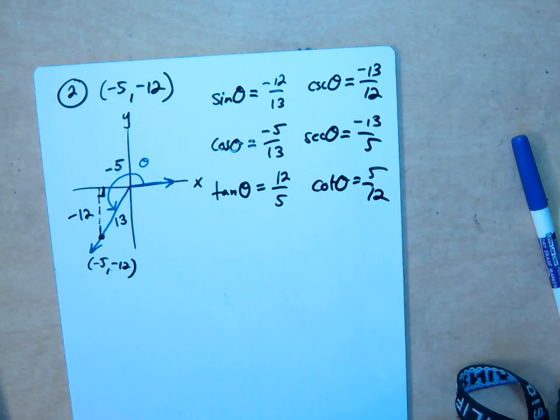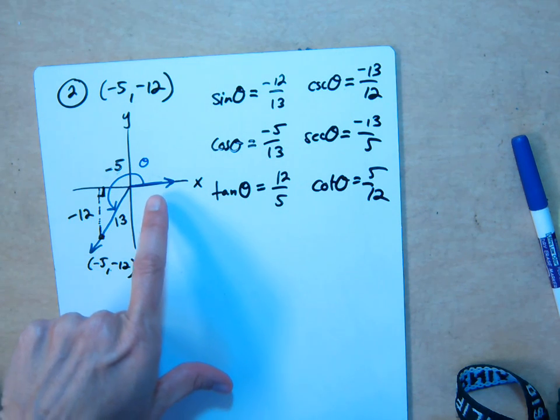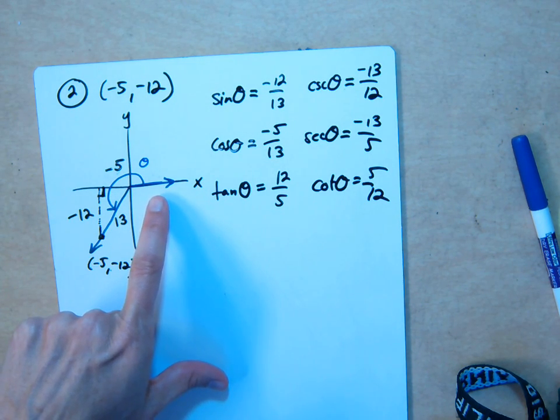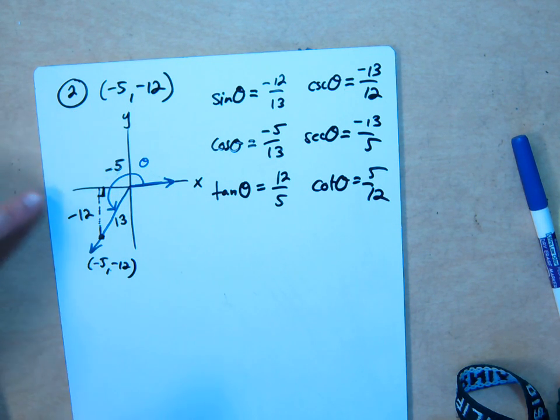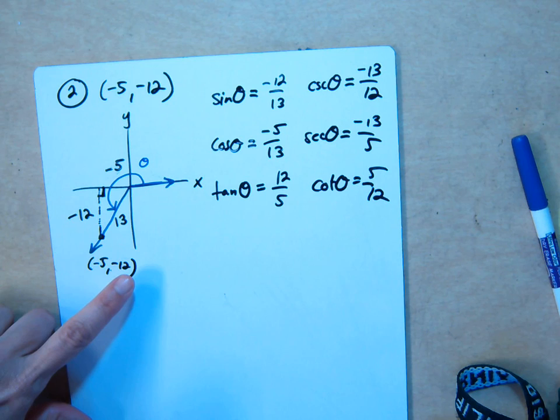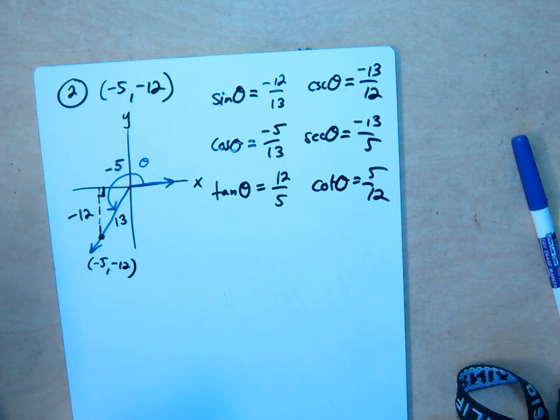We need to practice this first, and then what I'm going to talk about next is, what if the angle lies on one of the axes? Like, what if theta is a 0 degree angle or a 90 degree angle, or a 180 or 270? You wouldn't form a right triangle at all, so what do we do? That's what I'm going to talk about next.